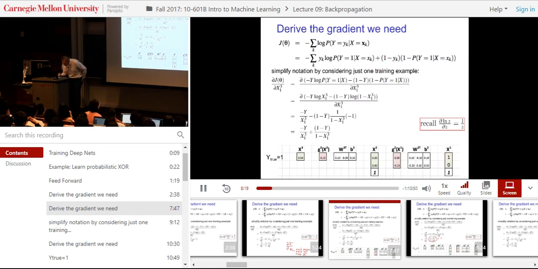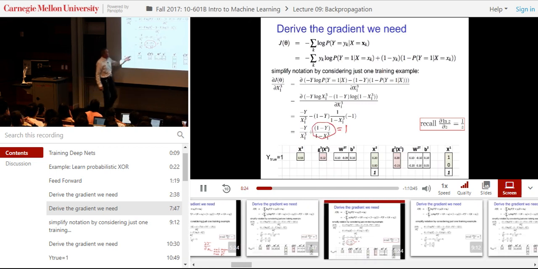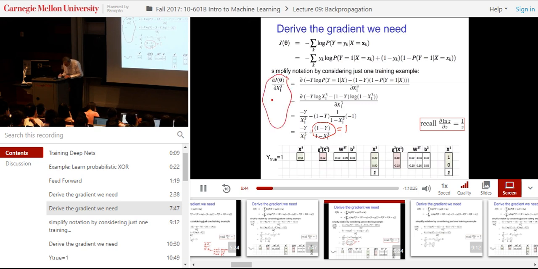Right. This term is 0 because 1 minus 1 is 0, so we ignore that. This is the term we're going to use only in the case that y equals 0. But since y is 1, we now have minus 1 over x3,1, which we already know is 0.53. Okay, so this derivative is minus 1 over 0.53. Okay, so that's the derivative.